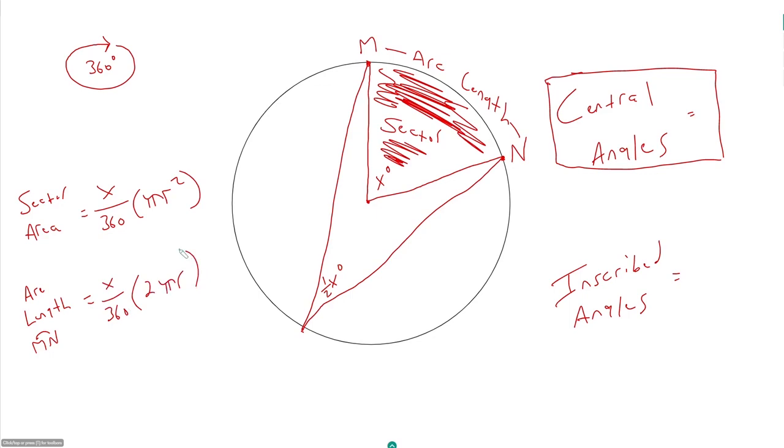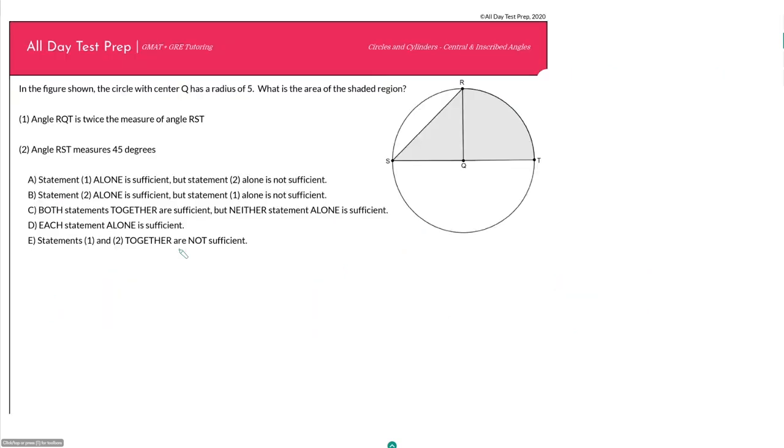Let's see how now we can apply central angles and inscribed angles in a GMAT question. So, data sufficiency question. In the figure shown, the circle with center Q has a radius of 5. What is the area of the shaded region? So our shaded region really looks to be made up of two shaded regions, this pie wedge part, this sector, and then this triangle over here.